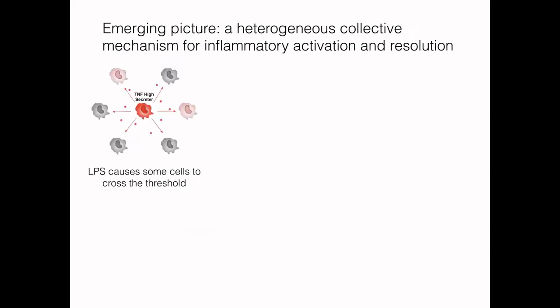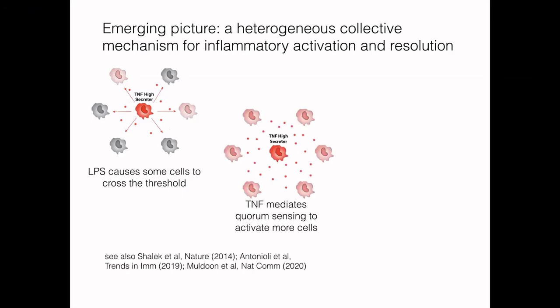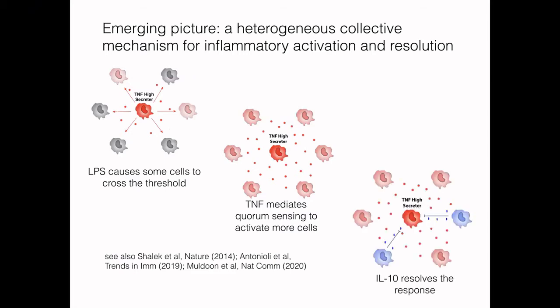Okay. So this leads to an emerging picture where we have a heterogeneous collective mechanism for inflammatory activation and resolution, where LPS causes some cells to cross a threshold of secretion, and we have these TNF high secretors. And then they go out and mediate quorum sensing to activate more cells. And again, I'm talking about a community of macrophages on a plate, essentially, but this could also happen in vivo. And then finally, those high secretors, we think, end up secreting IL-10, which helps to resolve the response. And this isn't just us. I've listed some other references there that have also looked into this quorum sensing mechanism.